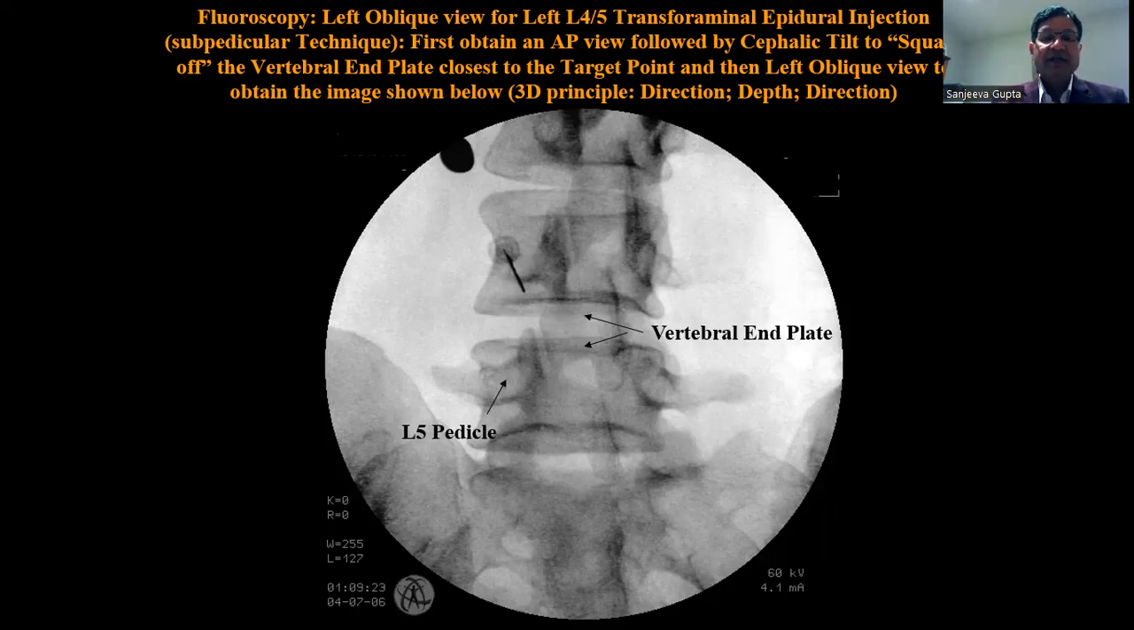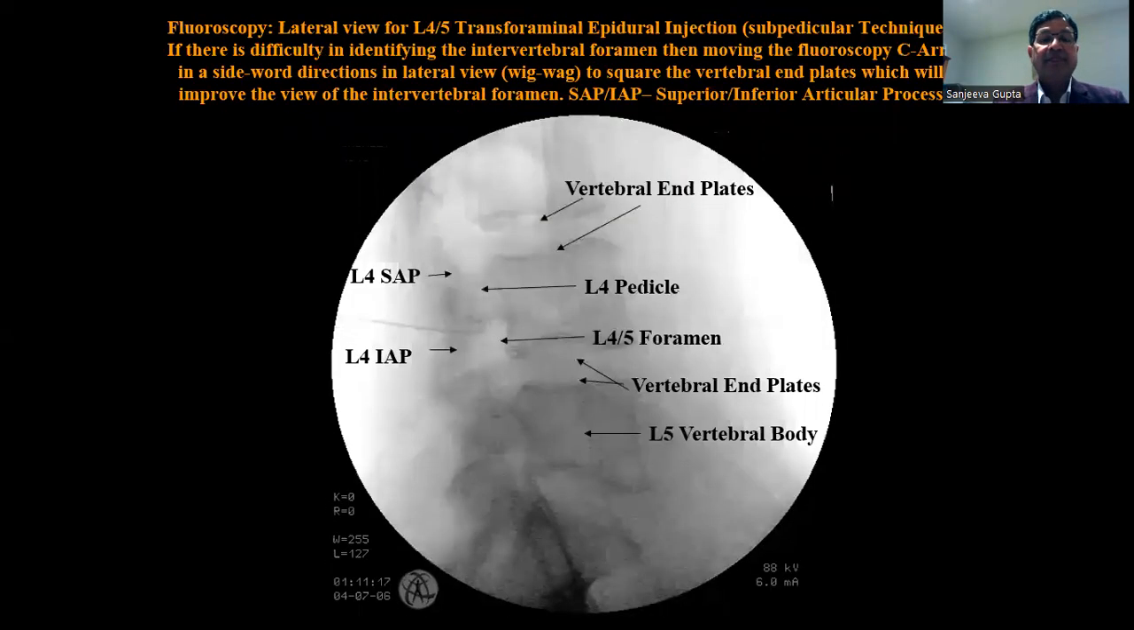If you go too medially here, if you look at this, it should be lateral to the 6 o'clock position. That is 12 o'clock, 3 o'clock, 6 o'clock. It should be lateral to the 6 o'clock position. If it's too medial, you're more likely to enter the dural sleeve, and that will become an intrathecal injection. So just be mindful of that as well.